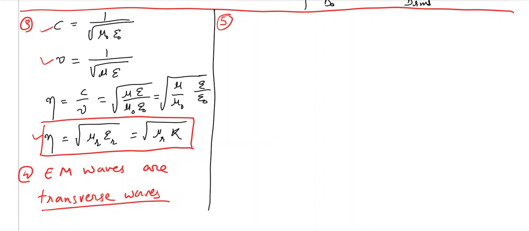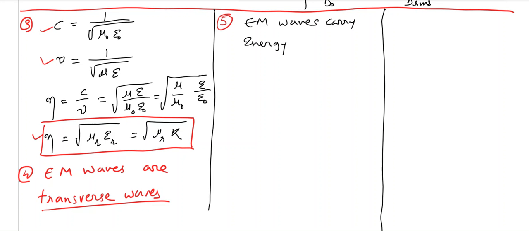Next, electromagnetic waves carry energy. Though there are no particles, these are not mechanical waves, these waves do carry energy. So when waves travel from one place to another place, you can say that energy is flowing from one point to another point.